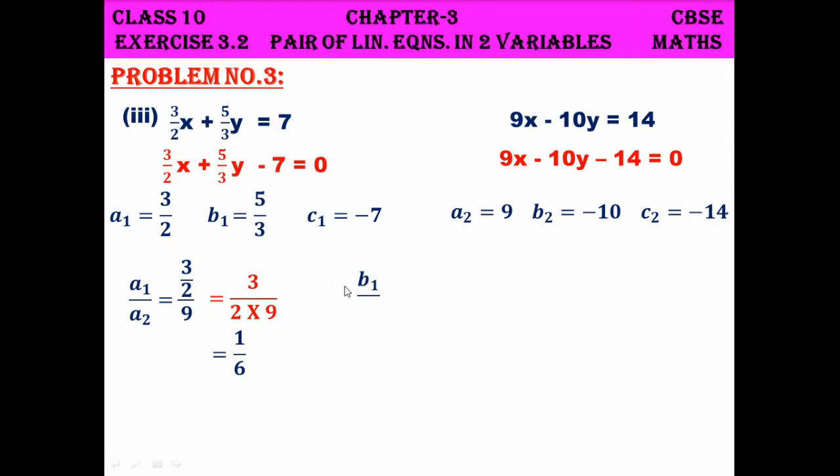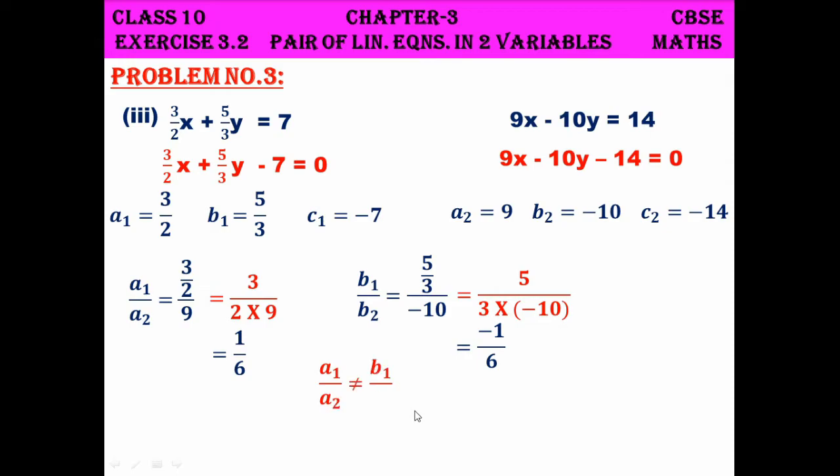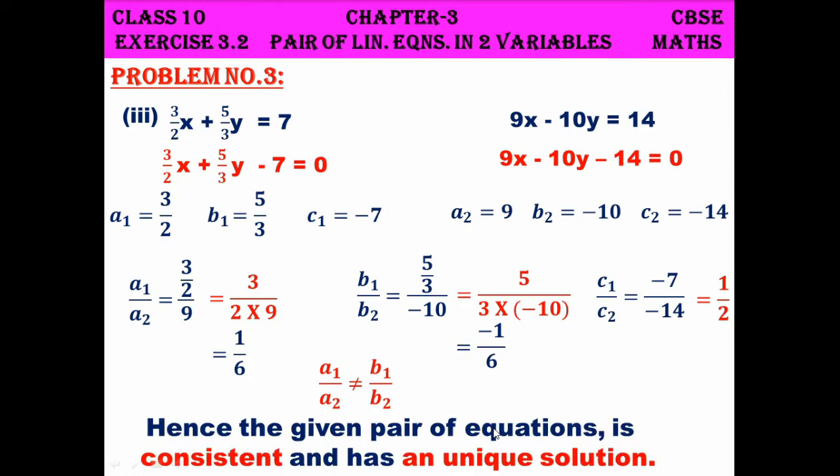Now we'll see what B1 by B2 is. B1 by B2 is 5 by 3 divided by minus 10. Here 3 goes to the denominator and the fraction simplifies to minus 1 by 6. So here we see that the first two ratios are not equal. So the third ratio doesn't matter, but still we'll find it simply. C1 by C2 equals minus 7 by minus 14, that simplifies to 1 by 2. So as the first two ratios are not equal, we conclude that the given pair of equations are consistent and they have a unique solution, right?